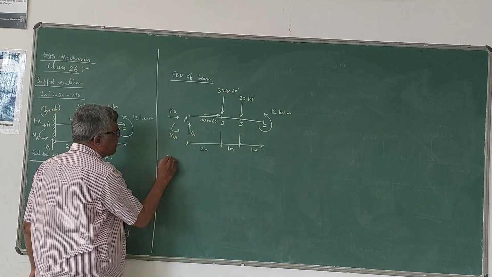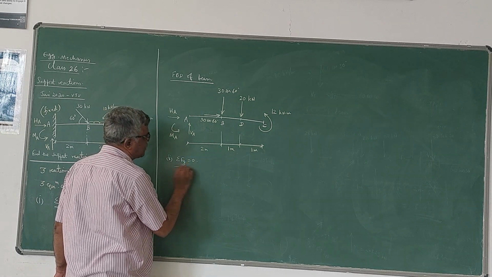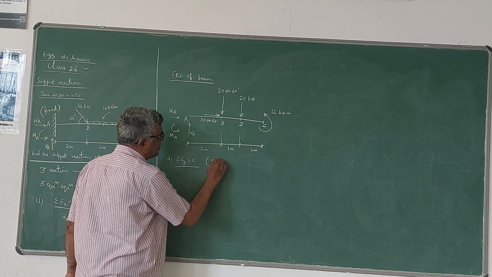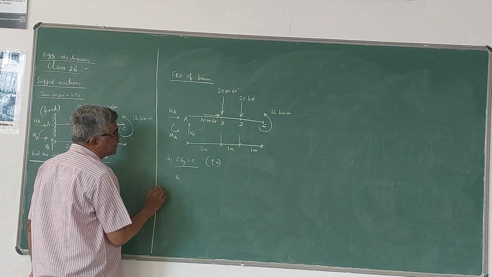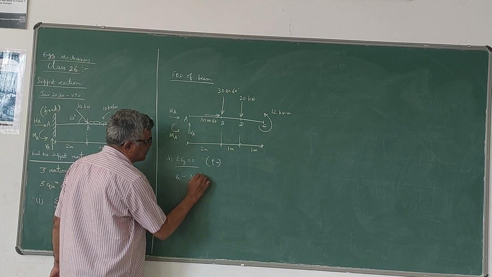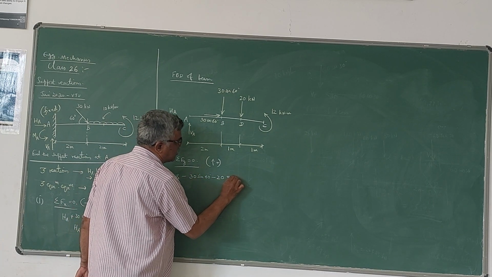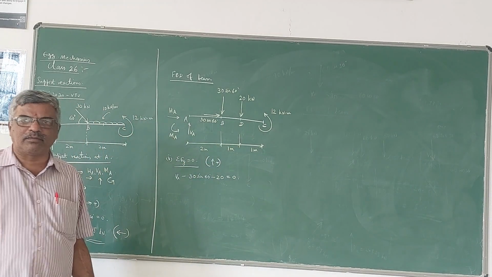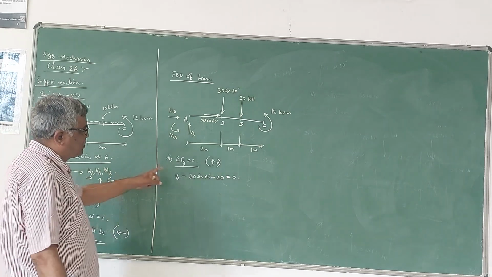Then the second equilibrium equation is sigma Fy = 0. Upward force is positive, downward force is negative. If you see the diagram, only VA is the upward force, so it is positive. 30 sin 60 is negative because it is downwards. Then 20 is negative. Please note that you should not consider the couple or external moment when you are using the sigma Fx = 0 and sigma Fy = 0 equations.